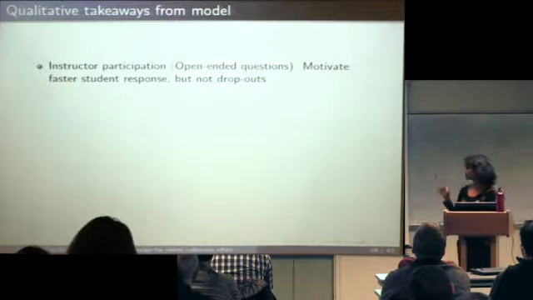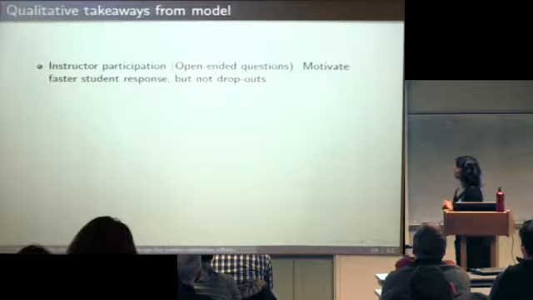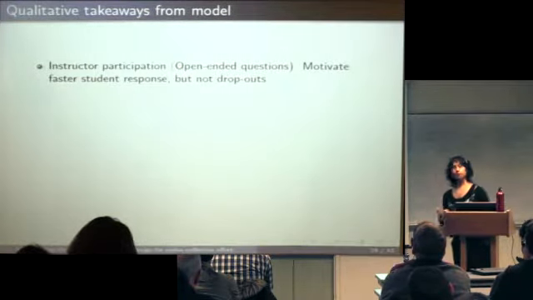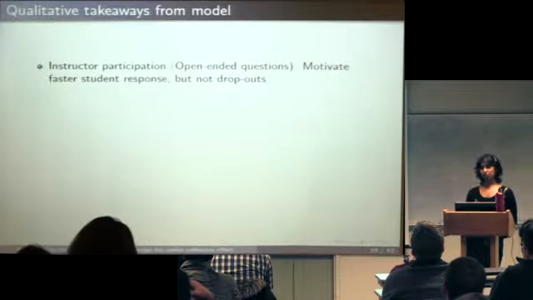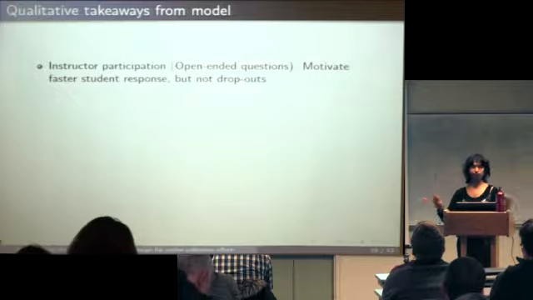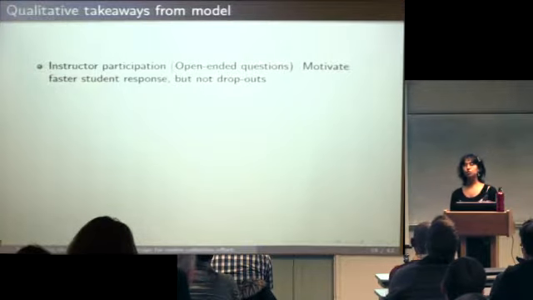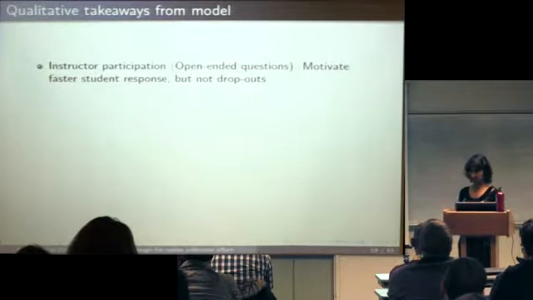So what are the qualitative takeaways from this model? First of all, in terms of instructor participation, you want to motivate faster student response. You want to choose a rate such that you do motivate the students to contribute. It's not this very relaxed class in which nothing happens. But you don't want to go so crazy fast that you just cause the class to drop out.